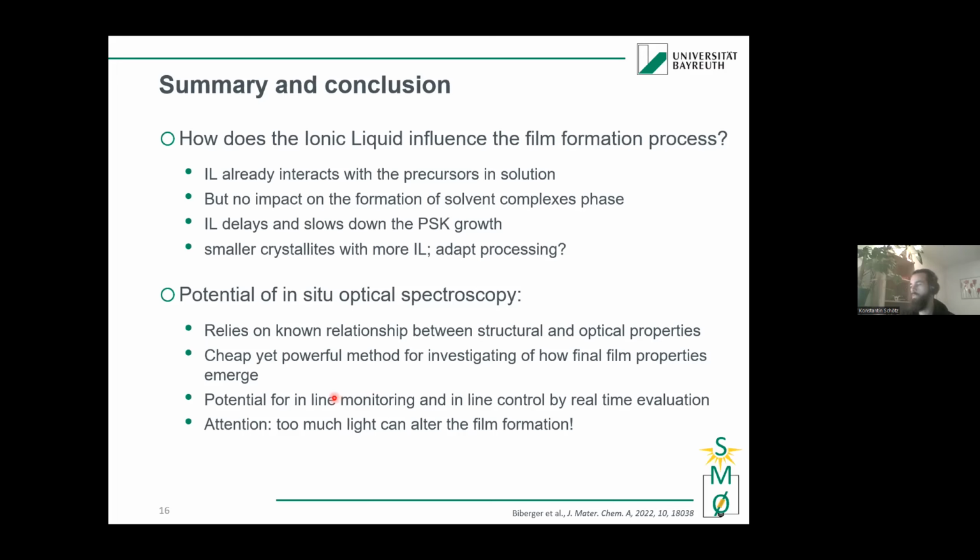However, you also need to be careful because too much light can alter the film formation. The simplest example would be laser heating. If you shine on it too intensely with the laser, the sample heats up, and this of course changes the film formation.